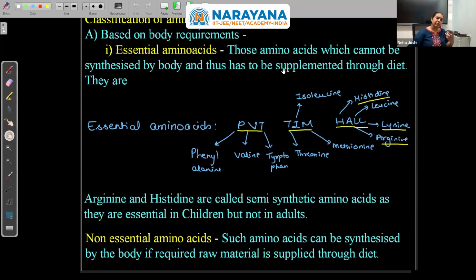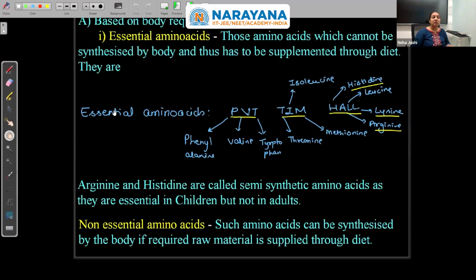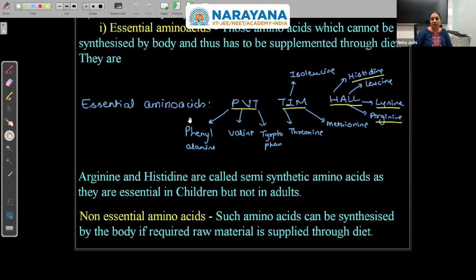And thus, they have to be supplemented through diet. You have to eat the right type of diet to have those in your body. Now, how to memorize essential amino acids? Again, I am giving you a shorthand.